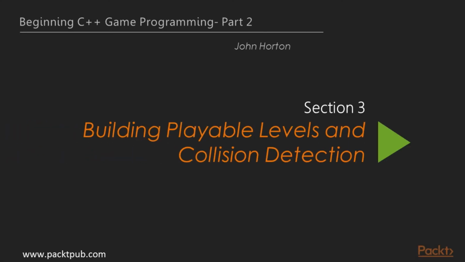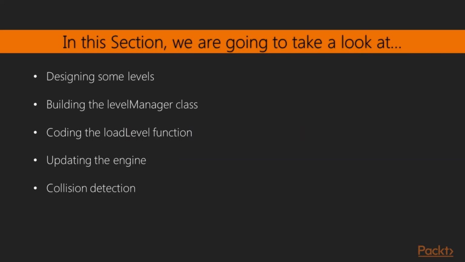Welcome to the third section of this course, Building Playable Levels and Collision Detection. We'll start this section by designing levels in a text file. We would then build a level manager class that will load levels from a text file, convert them into data our game can use, and keep track of the level details, such as spawn position, current level, and allowed time limit. Then, we'll update the game engine to use Level Manager, and lastly, we'll code a polymorphic function to handle the collision detection for both Bob and Thomas.